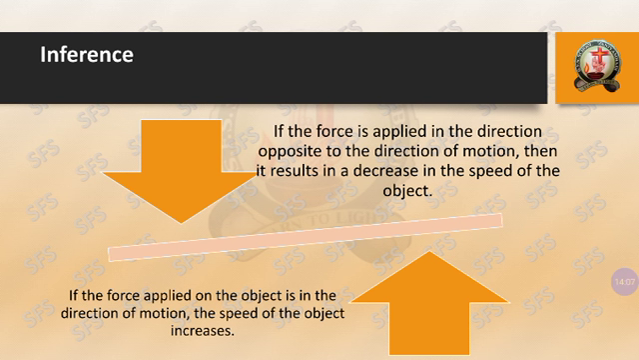If the force is applied in the direction opposite to the direction of the motion, as when I hit the ball and the goalkeeper tries to save it, he is also applying his force in the opposite direction of the object. As soon as the ball hits the goalkeeper, instead of reaching the goal, it will stop, or change its direction, or its speed will decrease. That results in a decrease in the speed of the object. So these two points, please keep in mind.